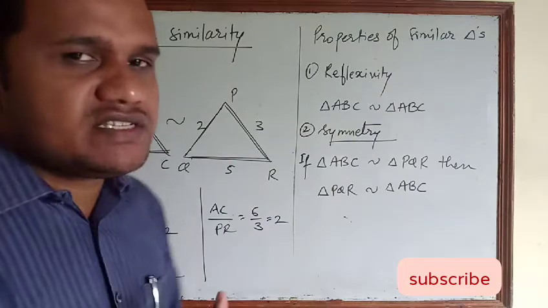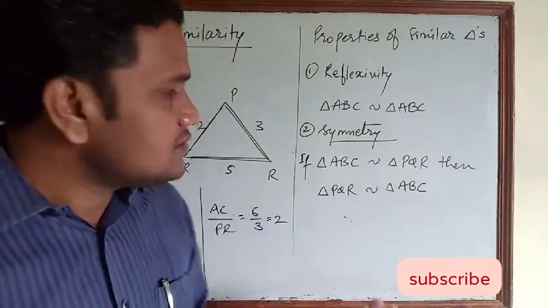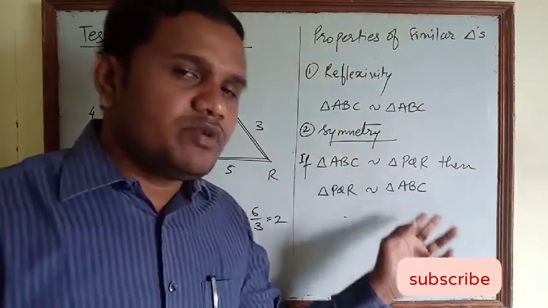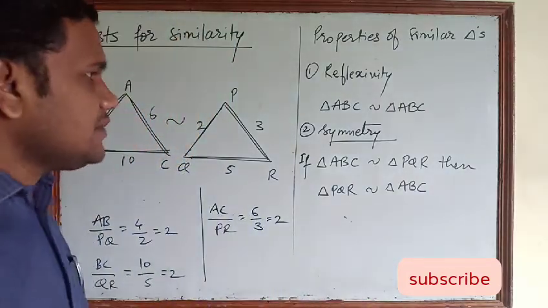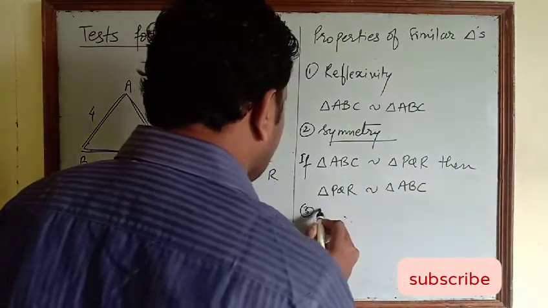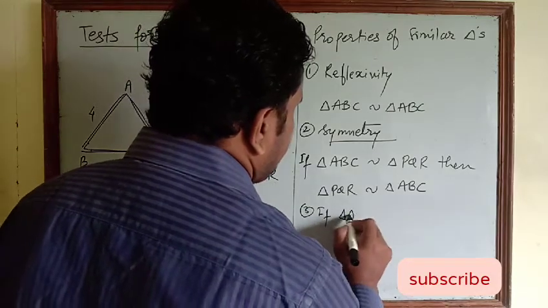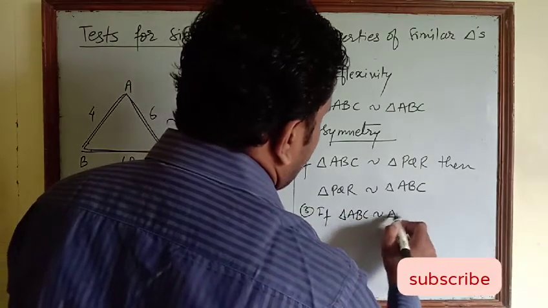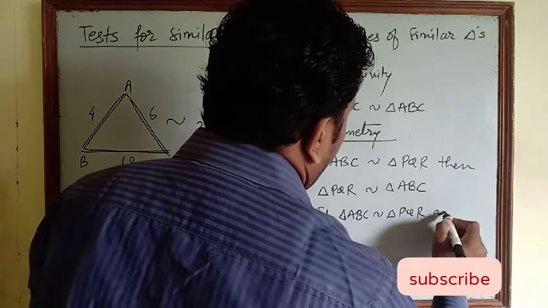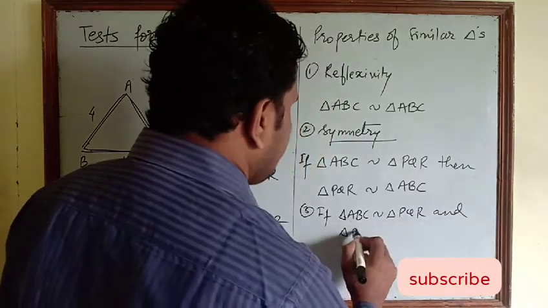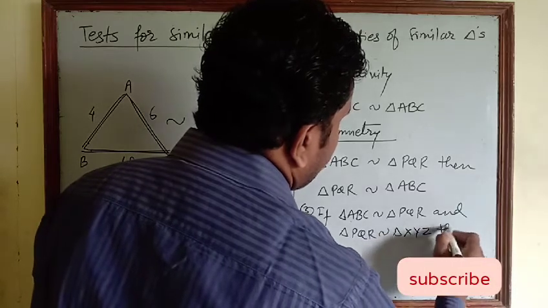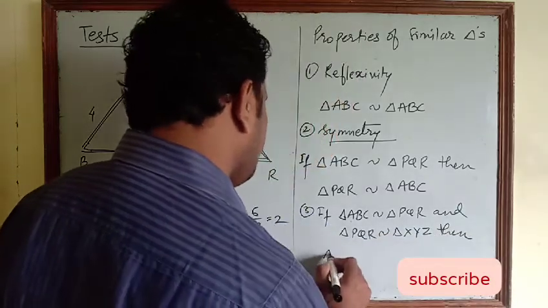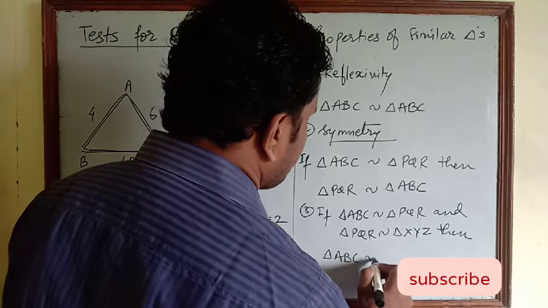Okay, this is the obvious case, nothing difficult in that. Simply, if triangle ABC is similar to PQR, then PQR is similar to ABC. The third one is, suppose triangle ABC is similar to triangle PQR, and also triangle PQR is similar to triangle XYZ, then ABC is similar to XYZ.